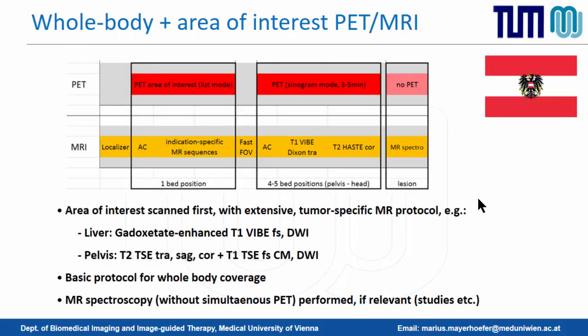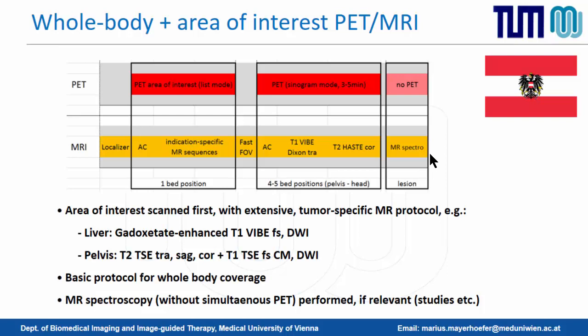So in Vienna, we would use a similar strategy, but sort of the other way around in almost every respect. So we would first obtain the list mode data for the area of interest while doing the indication-specific MR sequences, and we would then do the whole body, but in contrast to Munich, from pelvis to head, whereas Munich does it from head to pelvis. The reason why we do the pelvis first is because, of course, the bladder is filling up with tracer, and we want to avoid effects on the surrounding tissues and lymph nodes in the pelvis. That's why we do the pelvis first.